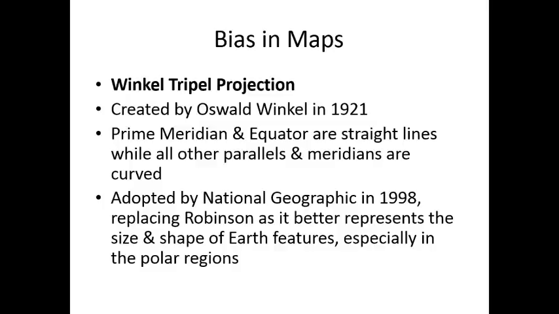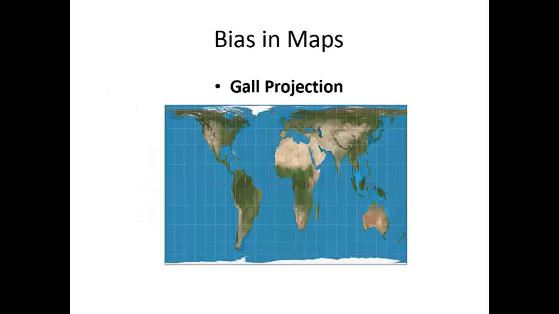So this map here does a better job of sort of compromising between those first two projections. So it's a better representation of what each region looks like, although again, it's still not perfect. It's impossible to be perfect. But this one's trying to compromise those two things.